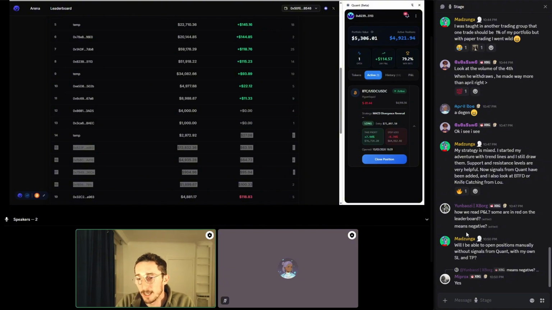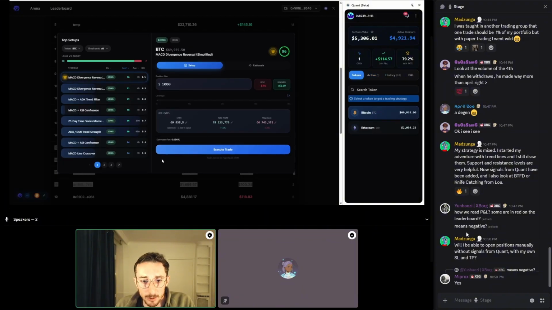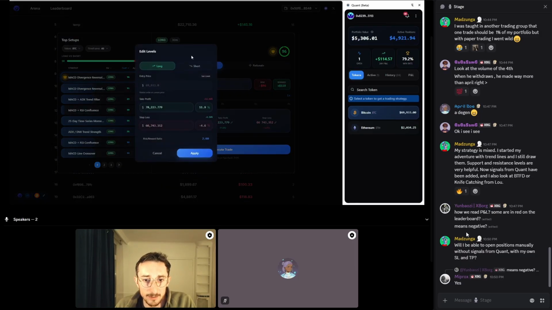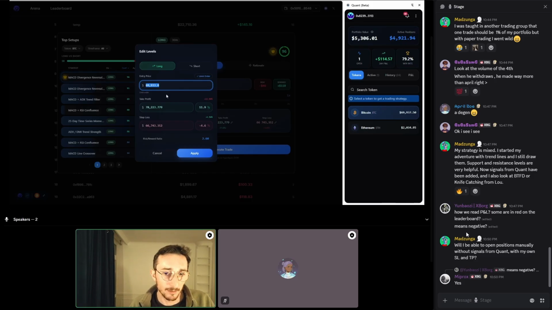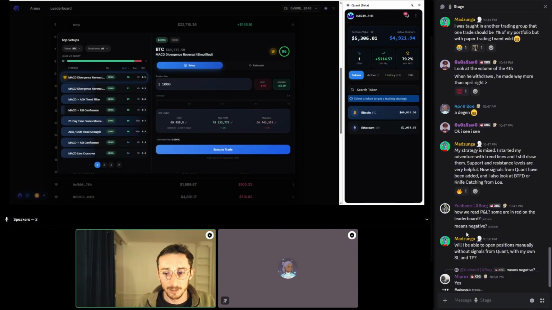Will I be able to open positions manually without signals from Quant, with my own stop loss and take profit? Yes. This feature is broken right now, but essentially here you can just select a signal and edit it, and you can change the stop loss and take profit, and you can also set a limit. So you'll basically create an order with the price you want, with the stop loss and take profit you want. So yeah, you'll be able to.